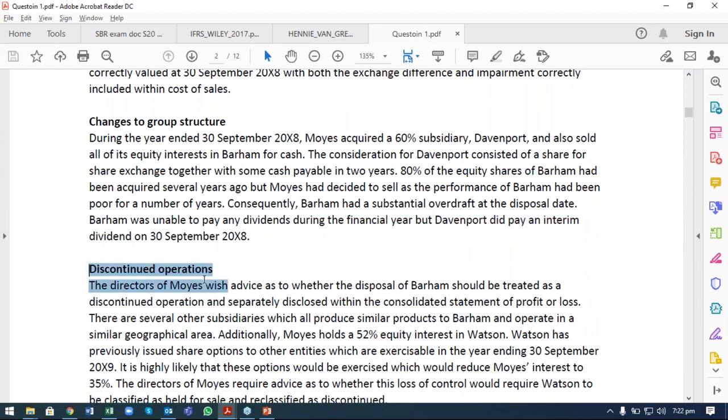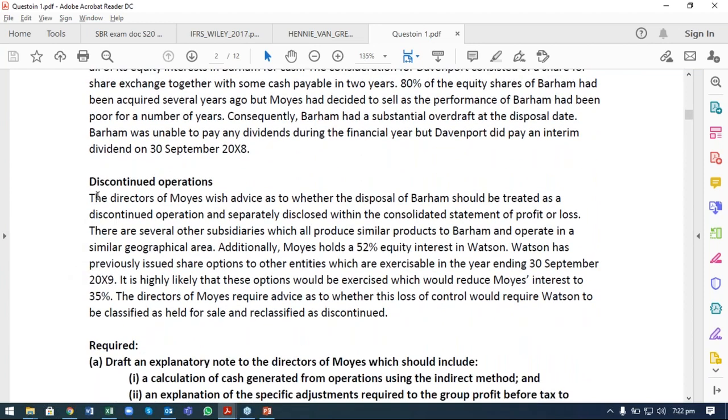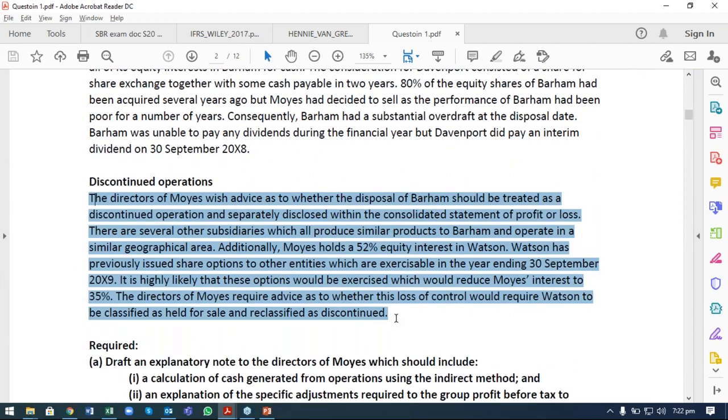Next is discontinued operation, that is IFRS 5, Non-current Assets Held for Sale and Discontinued Operations. So this is also tested here. The directors of Moyes wish to be advised as to whether the disposal of Braham should be treated as a discontinued operation and separately disclosed within the consolidated statement of profit or loss. There are several other subsidiaries which all produce similar products to Braham and operate in a similar geographical area.